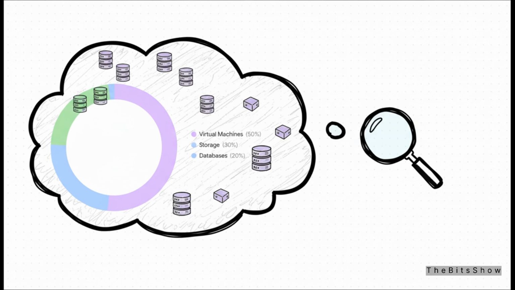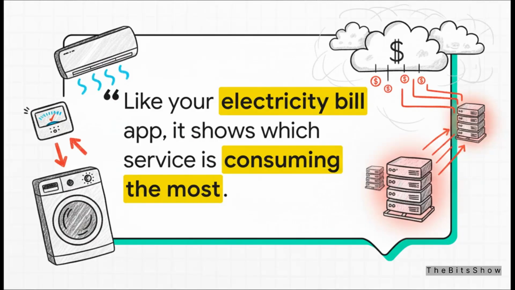Just look at this example. You can see instantly that virtual machines are eating up half the budget. That kind of visibility, well, that's the first step to really taking back control. It's really just like the energy app for your house. You can open it up and see exactly which appliance is the power hog. Is it the air conditioner or the dryer?